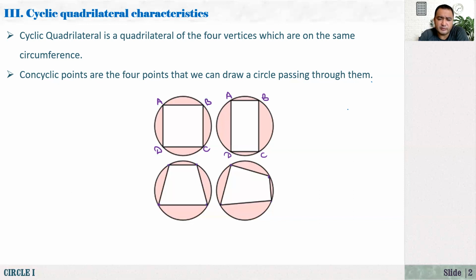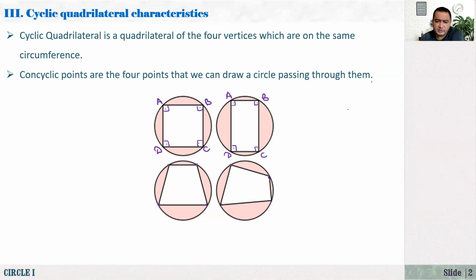Before we move to the next slide and talk about its properties, if you notice here in the first one, we know that all the interior angles of a square are right angles. And it is not a coincidence that the sum of the opposite angles forms 90 degrees. And also here, in the rectangle, all the interior angles are 90 degrees. So the sum of the opposite angles is 90 degrees.